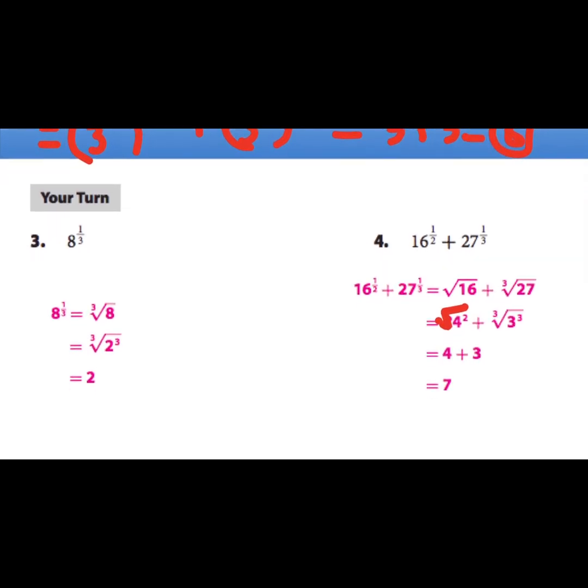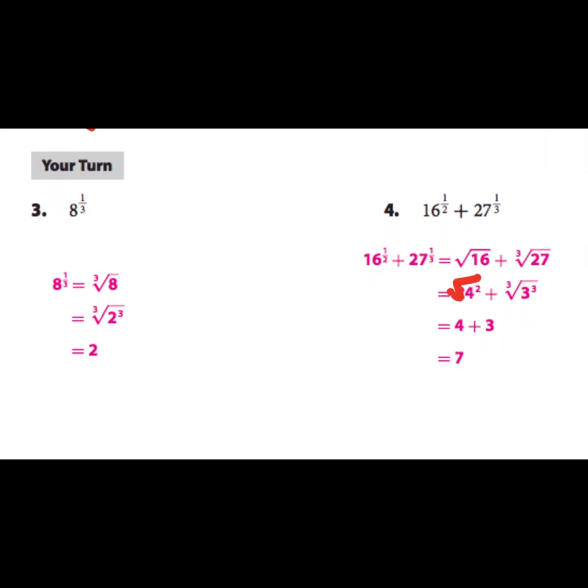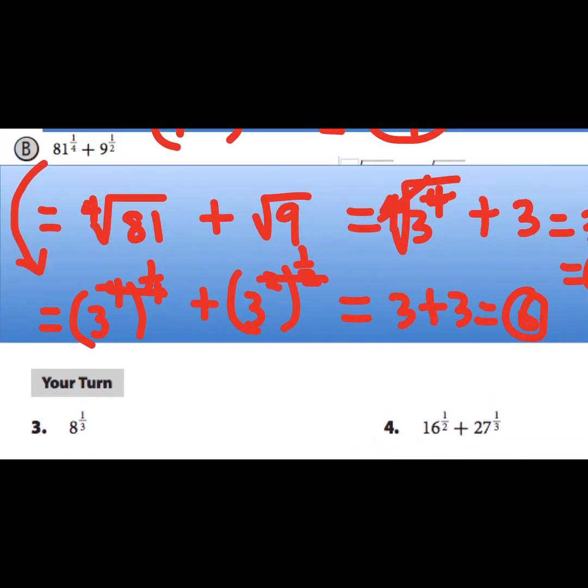And let's take a look at these problems right here. Now these are your turn problems, so you need to pause the video and try the problems before you look at the answers. So go ahead and pause the video and try.